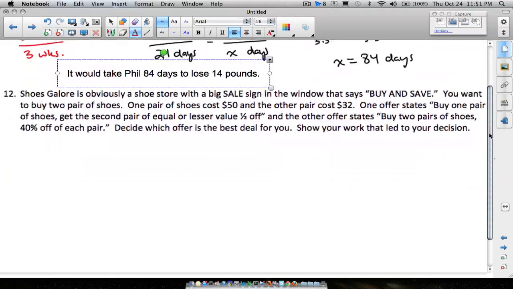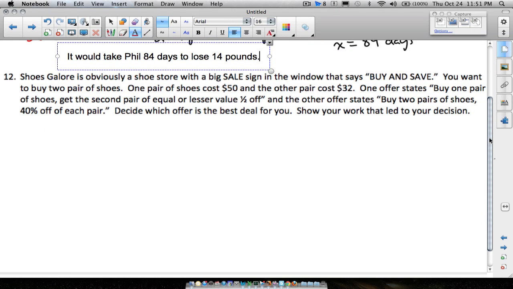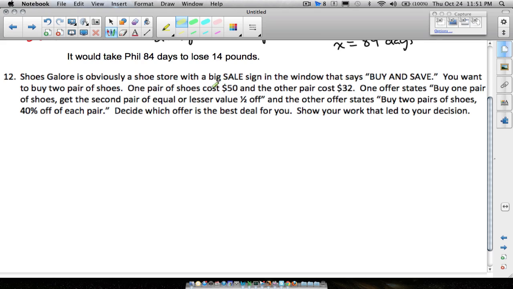Question number 12. Shoes Galore is obviously a shoe store with a big sale sign in the window that says buy and save. You want to buy 2 pairs of shoes. One pair of shoes costs 50 bucks. So that's kind of important. I mean, that's the first pair of shoes, 50 bucks. The other pair costs $32. One offer says buy 1 pair of shoes, get the second pair of equal or lesser value half off. And the other offer says buy 2 pairs of shoes, 40% off each pair. Decide which offer is best for you.